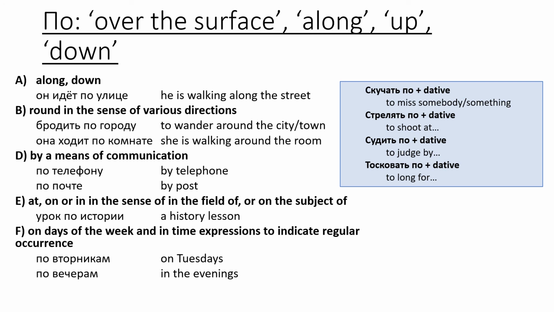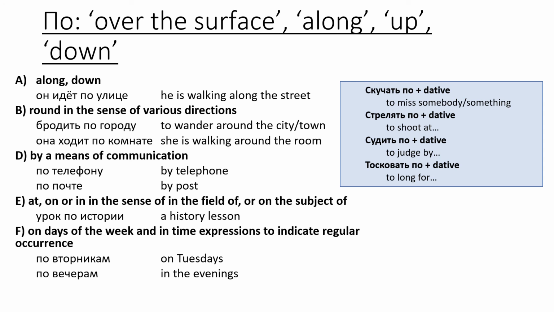Lastly, when you want to express regular occurrence at a certain time, then по is used with the dative plural. For example, по вторникам means on Tuesdays. По вечерам is in the evenings. So these are the primary uses of the preposition по followed by the dative case. On the right, you'll see a blue box. This contains verbs that are often followed by по and the dative.